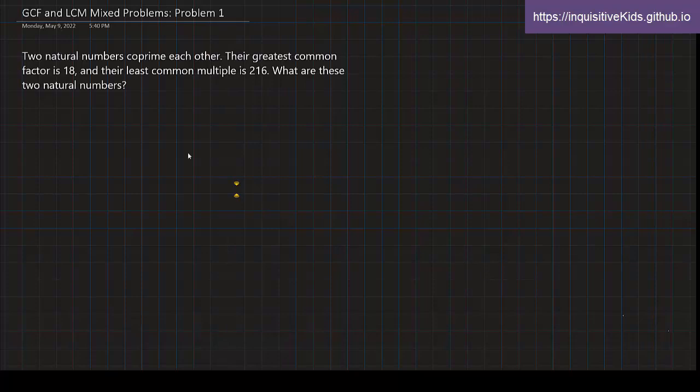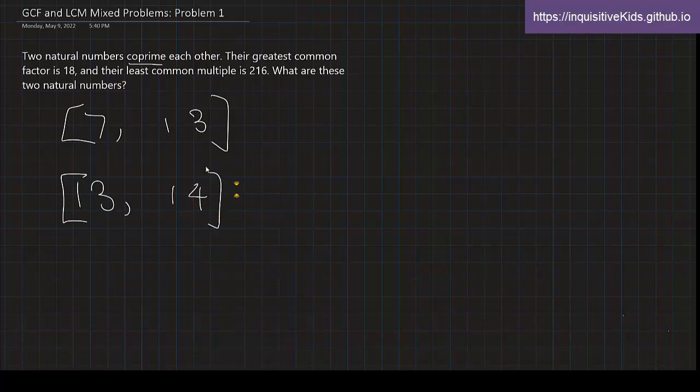So let's first talk about the vocabulary word coprime. Coprime just means that these two numbers don't have any relationships between them. For example, we have 7 and 13. You can't multiply one by anything to get the other number. They're not factors and multiples. Neither are any two numbers next to each other, like 13 and 14. So these are all examples of pairs that are coprime to each other.